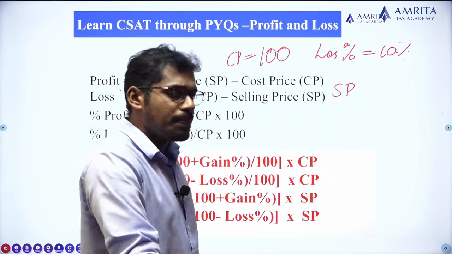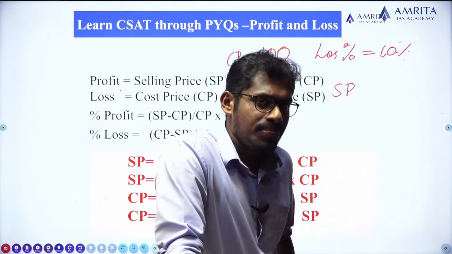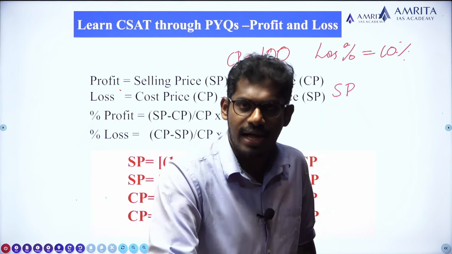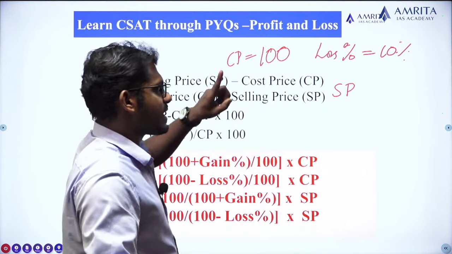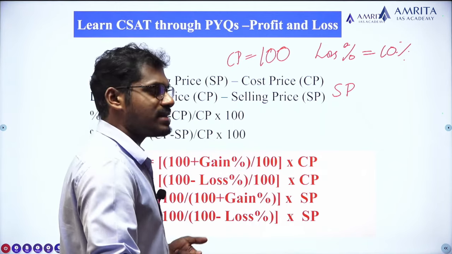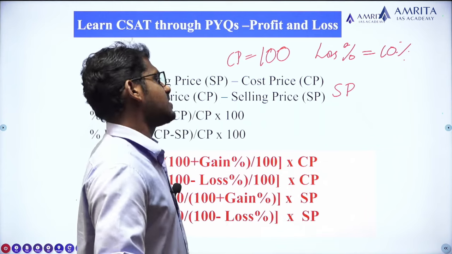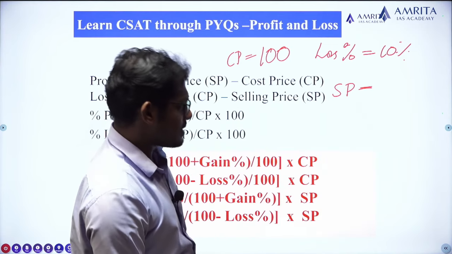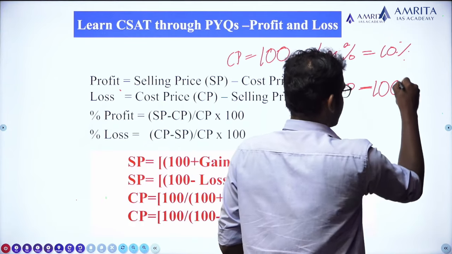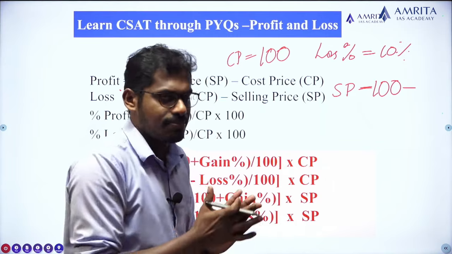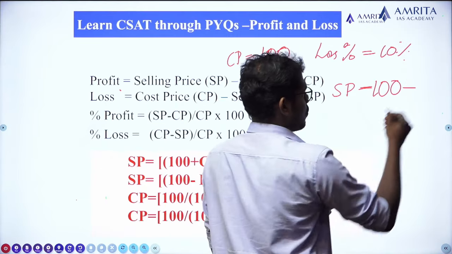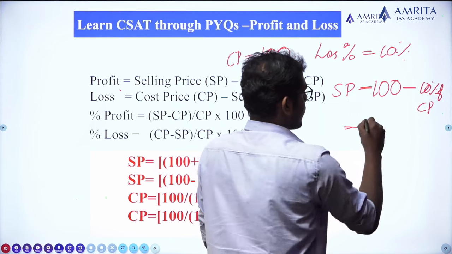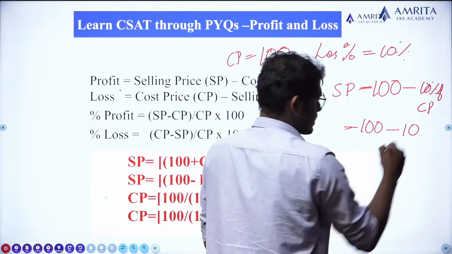Clear? Okay. Since the person has suffered a loss, it indicates that the cost price is higher than the selling price. He sold that good at a price lower than the cost price. Clear? So, since this is a case of a loss, the cost price will be higher than the selling price. So the selling price will be less than the cost price. So it is the cost price 100 minus the 10%. What is the 10% of cost price? It is 10. So the selling price is 100 minus 10.